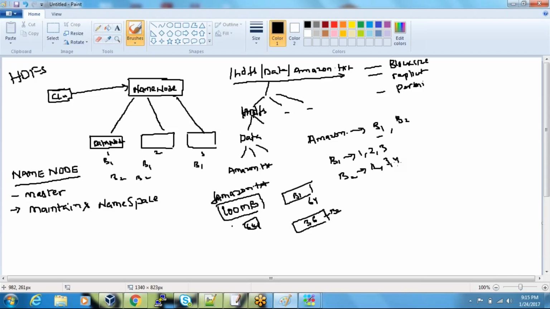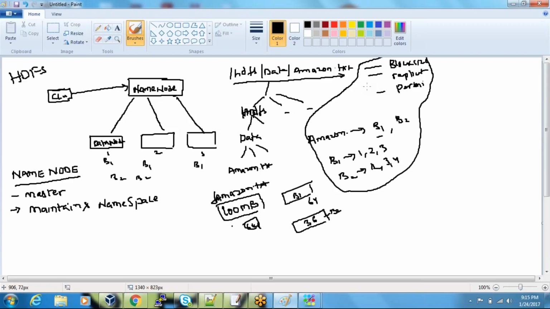Not really. I still couldn't understand. This information, are you calling it namespace or metadata? This information is metadata. And this information is the namespace. Your name node maintains the namespace as well as the metadata.